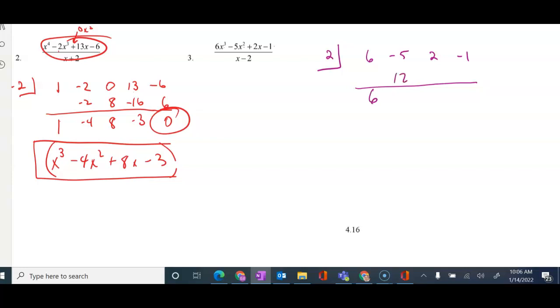6 times 2 is 12. When I add, it is 7. 7 times 2 is 14. When I add, it is 16. 16 times 2 is 32. And when I add, I get 31.